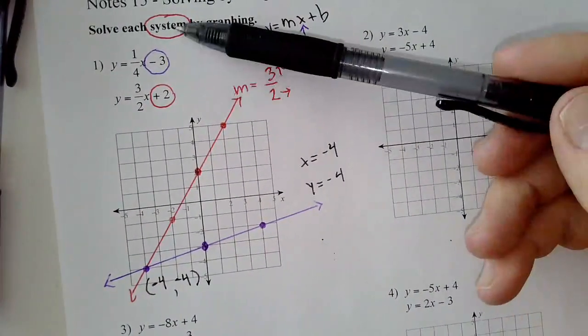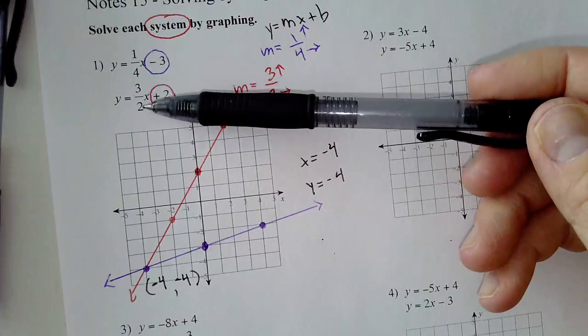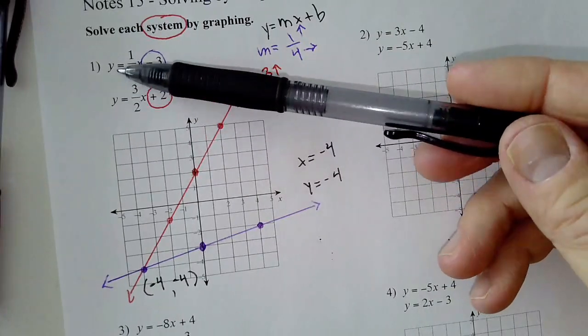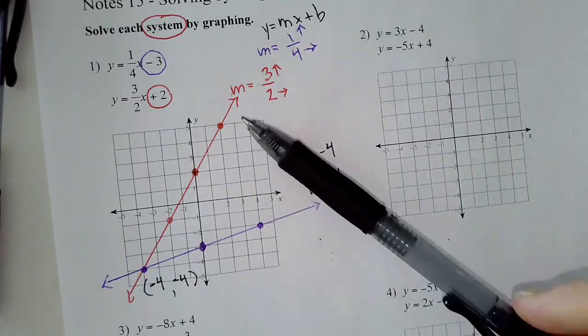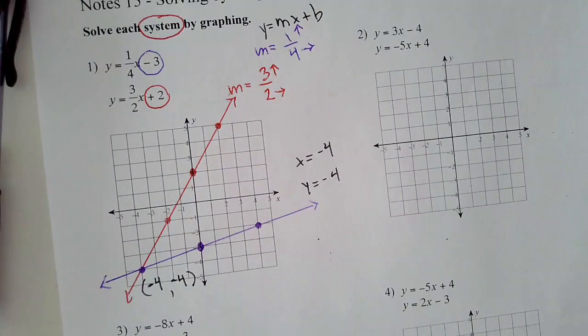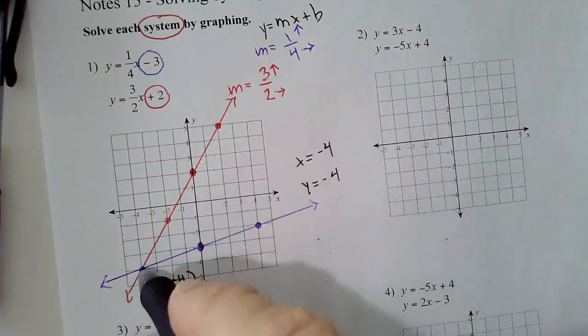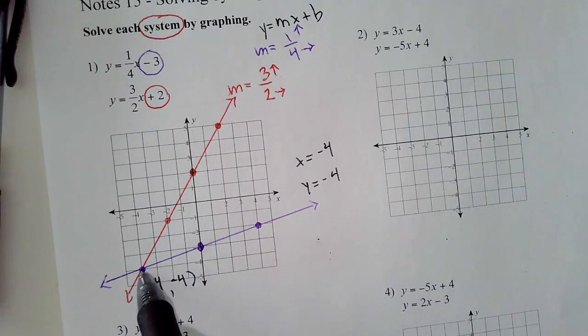So if you plugged in -4 for x and -4 for y in both of these, they would both be true. And you can see a graphical representation of that. This is the only point that these lines share in common, where the x and the y are the same for both. And so that's the solution to the system of equations. All right, I just needed to give you that extra there.